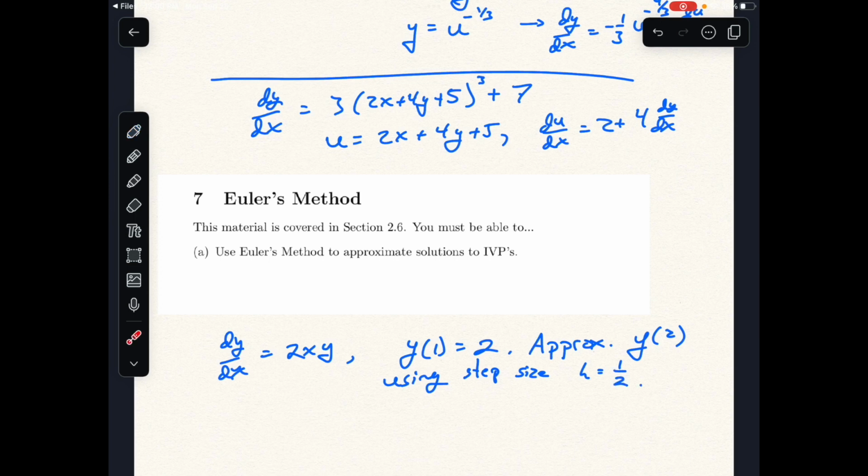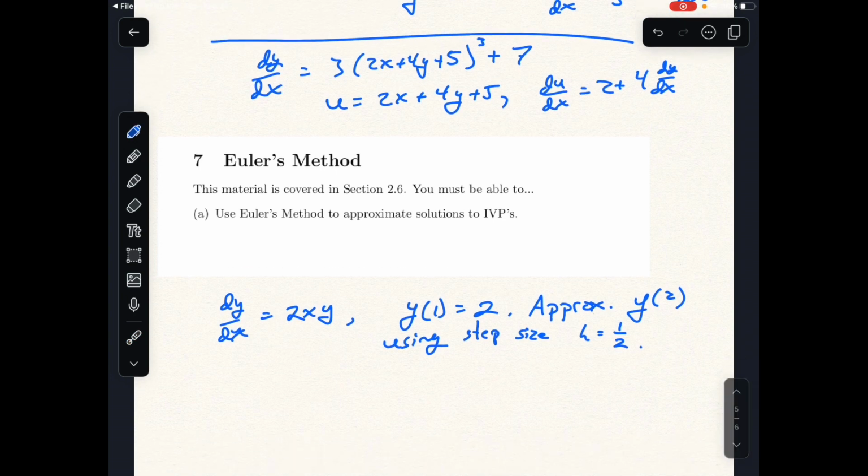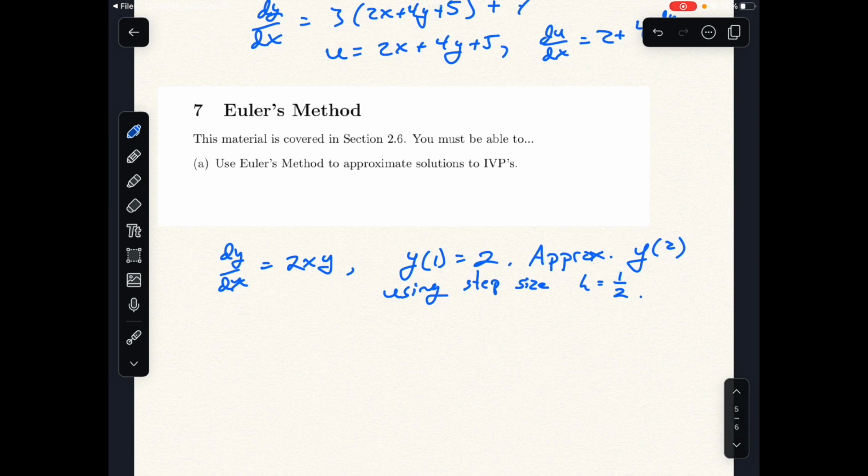So maybe I do a step size of a half. If I do a step size of a half, then that would mean that there's 2 steps to do here, because we're going from x equals 1 to x equals 2 in 1/2 size increments. So 1 to 1/2 to 2. Sorry, 1 to 1.5 to 2. So what you do is at each point, at your initial condition point, you're at the point (1, 2), because y of 1 equals 2. What's your slope going to be? It's going to be 2 times 1 times 2, right? 2xy, you just plug in your x and y values. So the slope would be equal to 4 in this case.